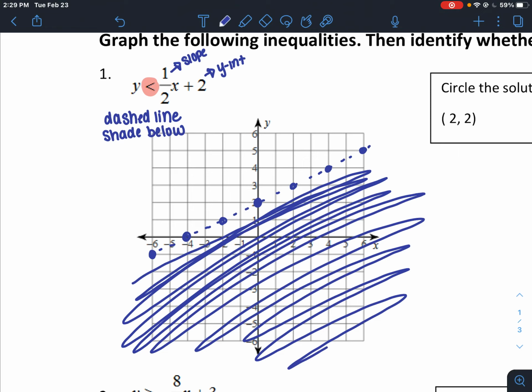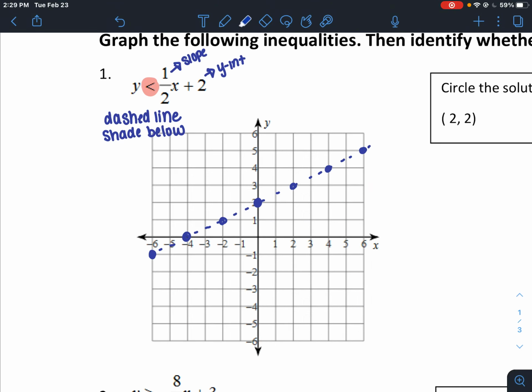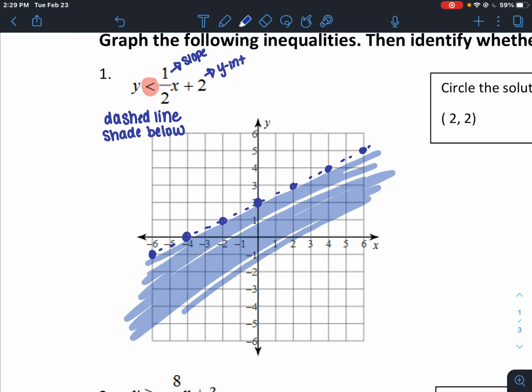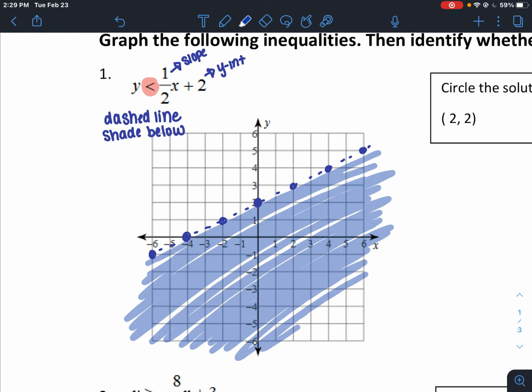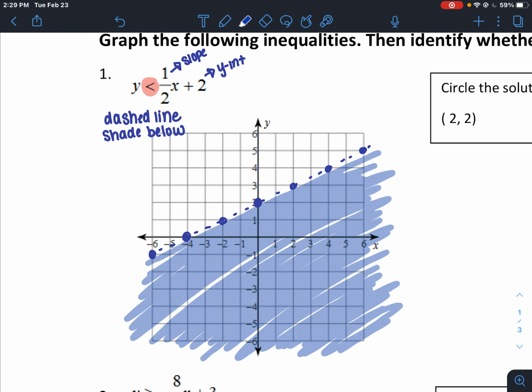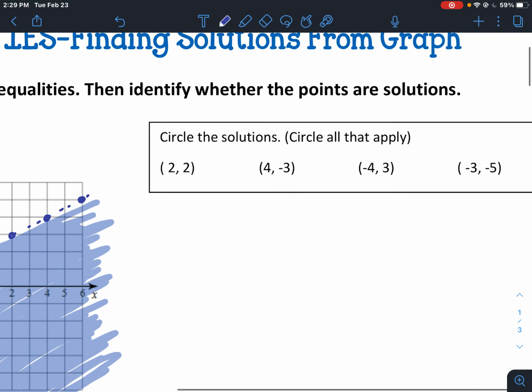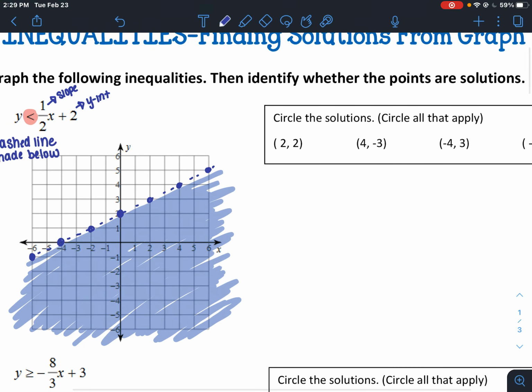Then your numbers are kind of covered up. It's a little bit harder to read. But if I use my highlighter here and just shade in, I can still see everything underneath. Doesn't need to be anything spectacular, just nicely shaded in. Okay, looks great. Now that we have it graphed, we're going to look at these specific points, graph them, and then identify if there's a solution or not.